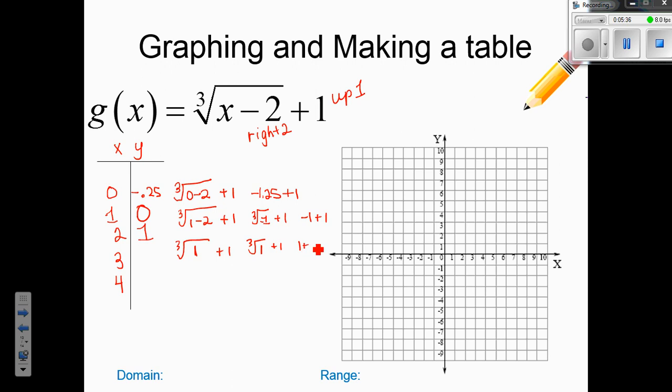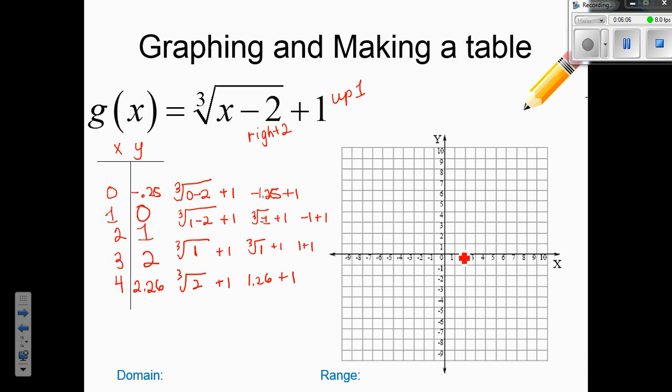And 1 plus 1 would be 2. Now if I plug in 4, the 4 minus 2 would be 2. The cube root of 2 is 1.25 or 1.26. You know, that little bit of a difference isn't going to really matter. So 1.26 plus 1 is going to give me 2.26.